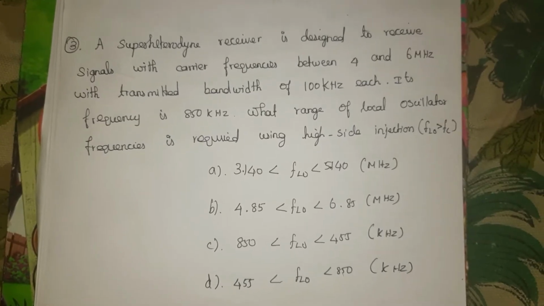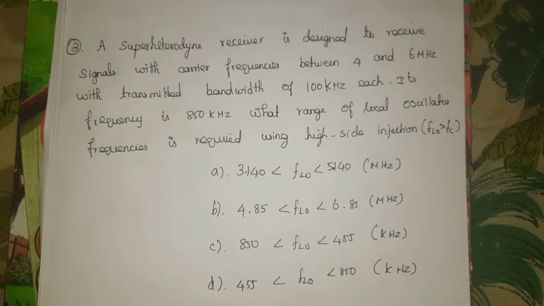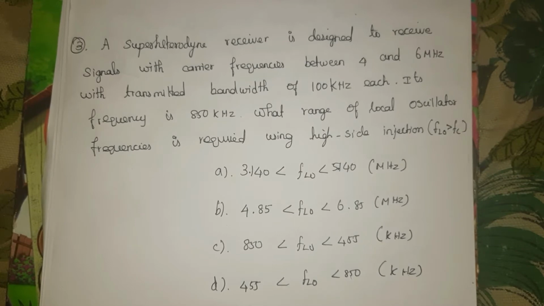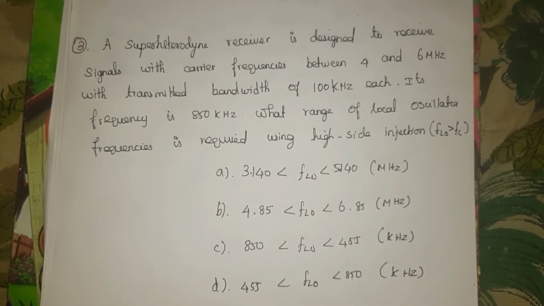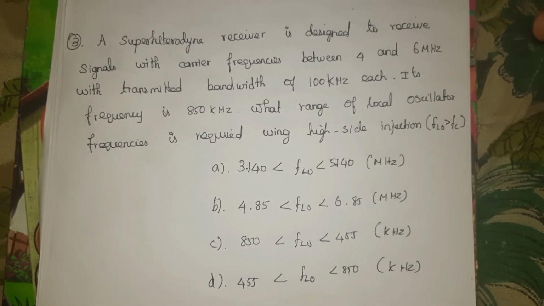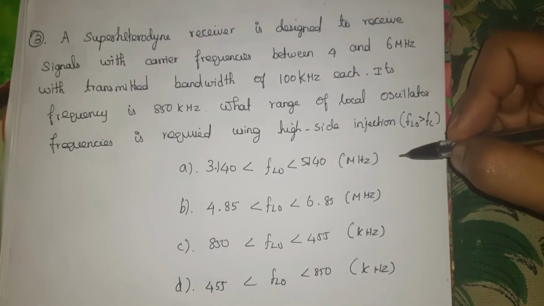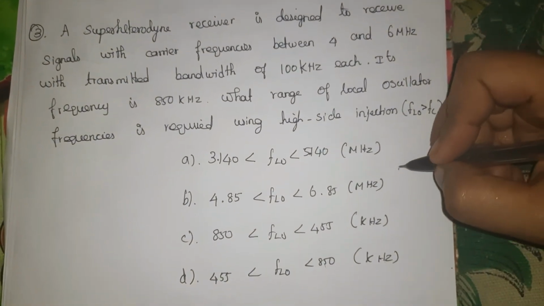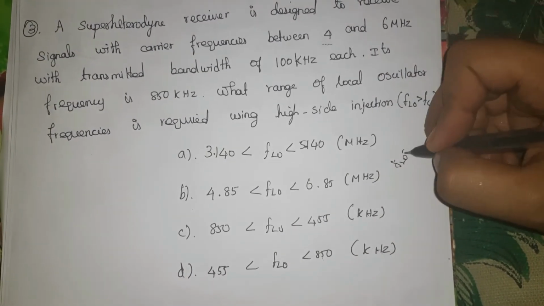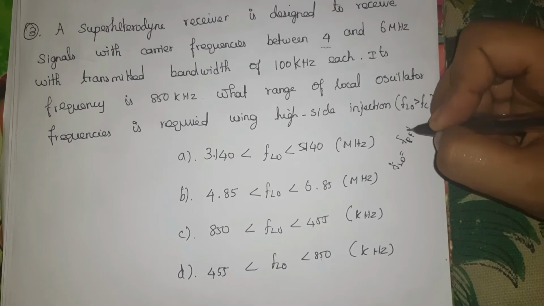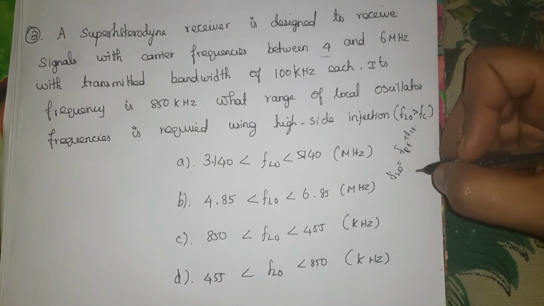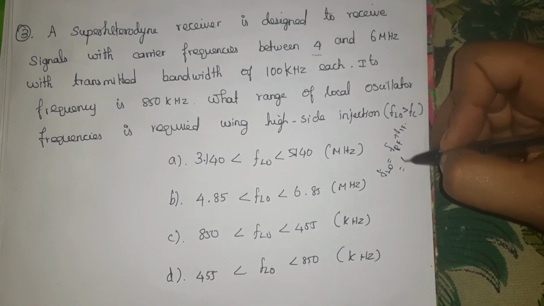Third question: a superheterodyne receiver is designed to receive signals with carrier frequencies between 4 and 6 MHz with a transmitted bandwidth of 100 kHz each. Its IF frequency is 850 kHz. What range of local oscillator frequencies is required using high side injection, that is local oscillator frequency greater than carrier frequency? So for that, since this is high side injection, local oscillator frequency is equal to radio frequency plus intermediate frequency. Here the intermediate frequency is 850 kHz and RF is 4, in megahertz.